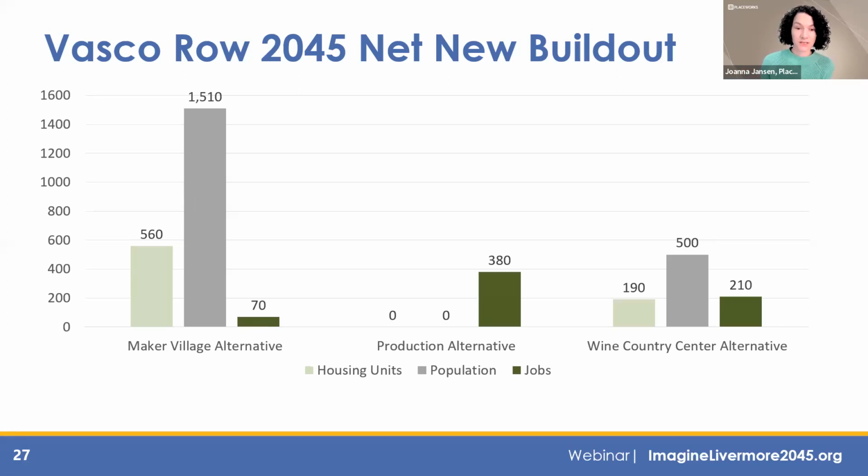So as you can see here, the Maker Village alternative in the Vasco Row focus area would add the highest number of new homes and residents and the fewest new jobs. The production alternative, as I mentioned, doesn't add any new homes. And the wine country alternative would fall kind of between the two in terms of the number of both housing and jobs, with production having the highest number of new jobs.